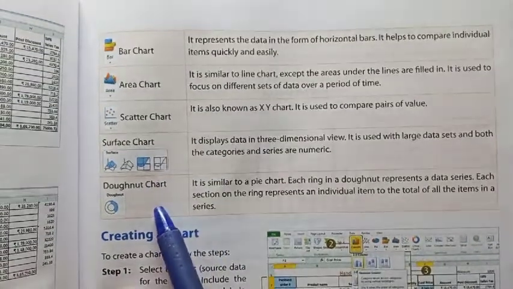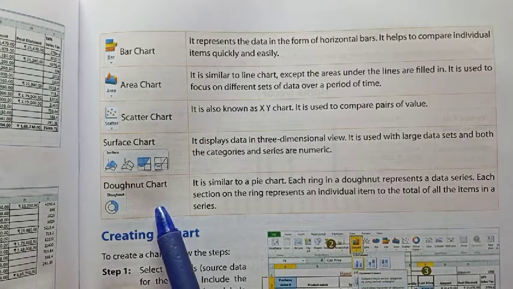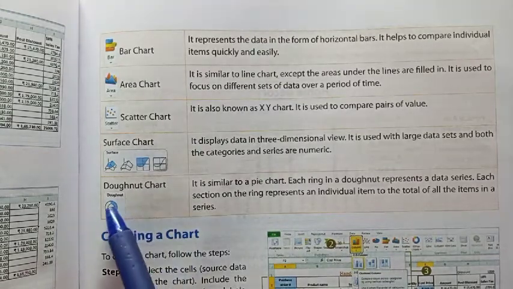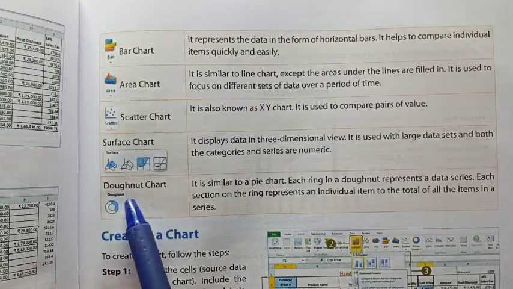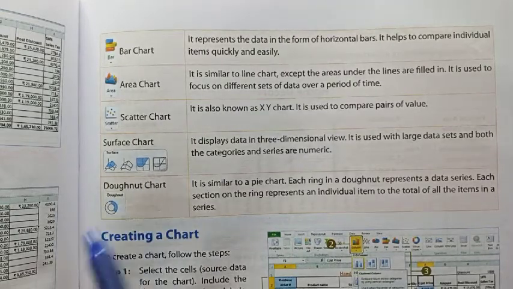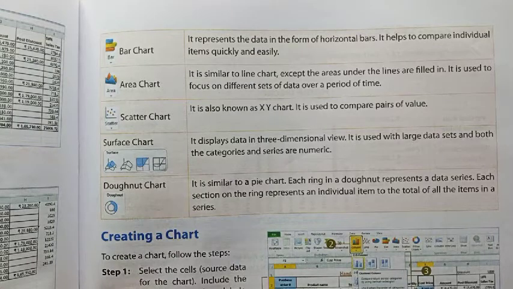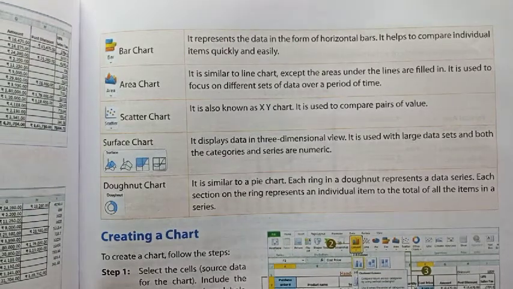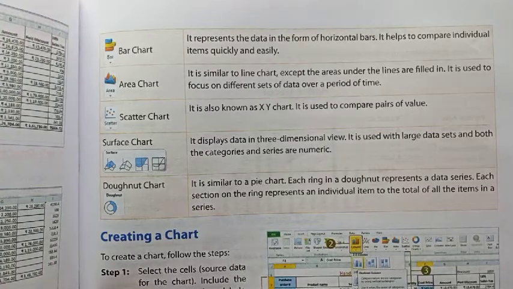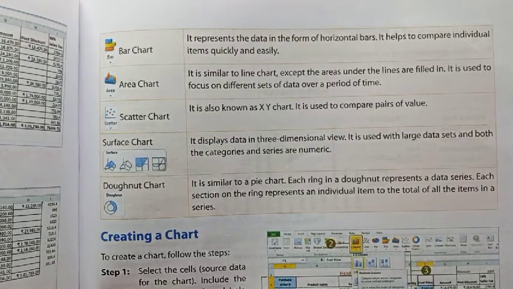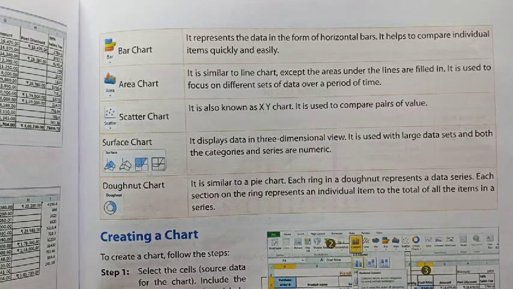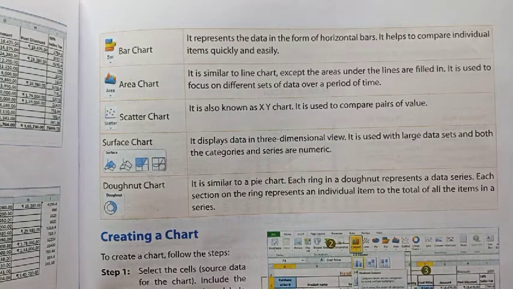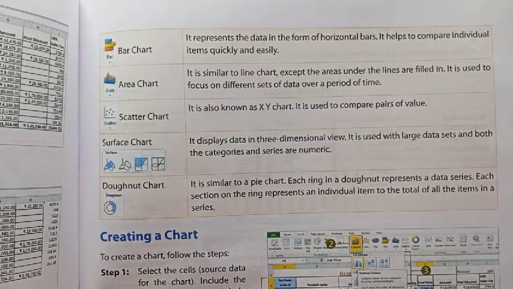Yet another chart is the donut chart, very similar to the pie chart. Here concentric rings are there, and each ring in the donut represents a series. Each section will represent an item relative to the total. But the difference between the pie chart and the donut chart is that the pie chart works only with a single series of data, but here you can make use of more than one series of data. That is the difference between the pie chart and the donut chart.